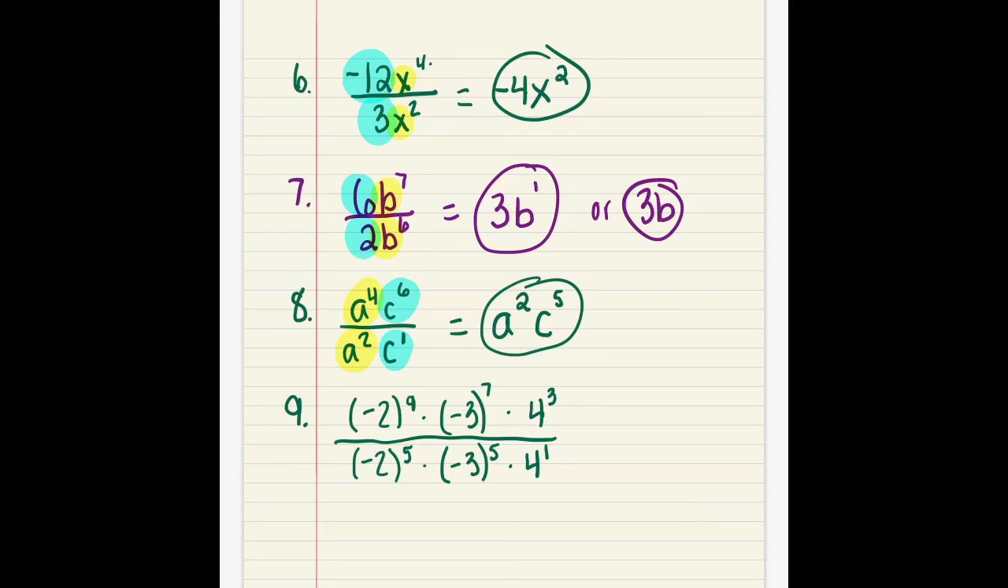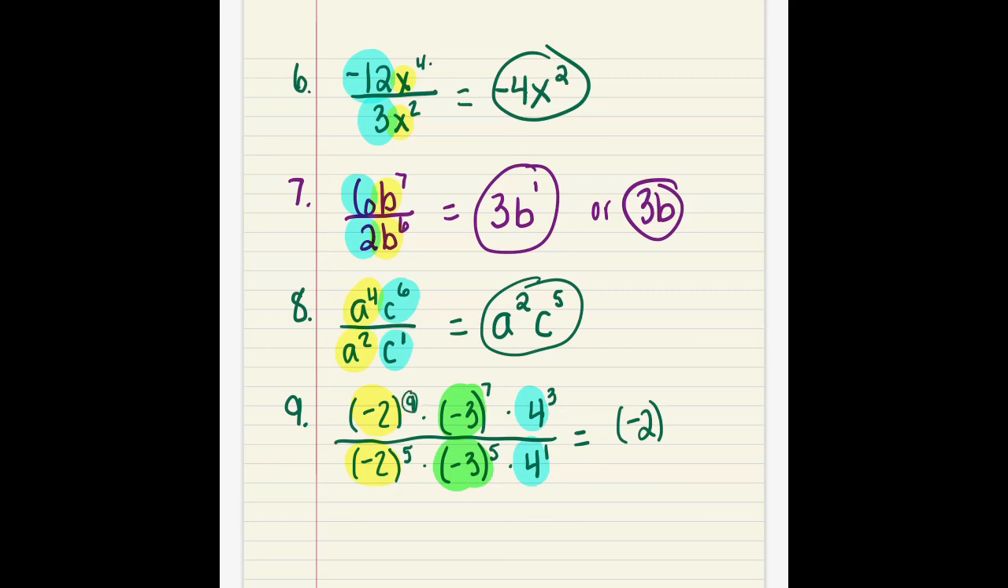So the first thing we want to do is kind of look at our like bases. Our first like bases are negative 2 and negative 2. Negative 2 is the base. We also have negative 3 and negative 3. Negative 3 is the base together, and then 4 and 4. So starting from left to right, we are going to use our quotient rule to make each of these bases combined into 1. So first we have base negative 2.